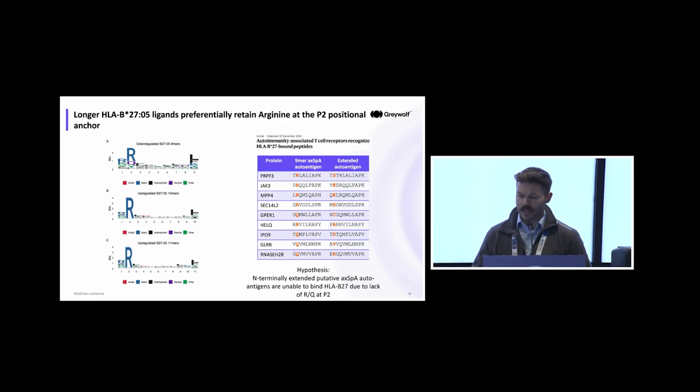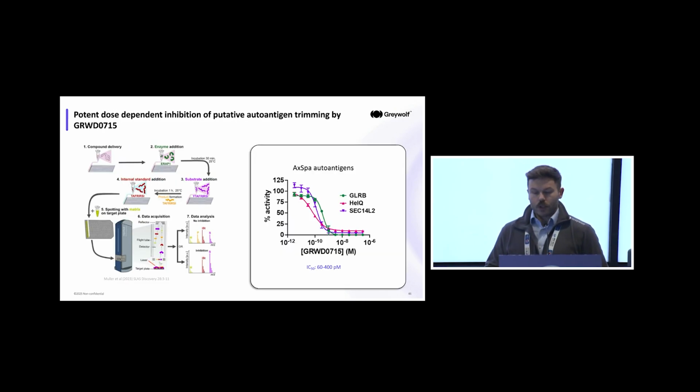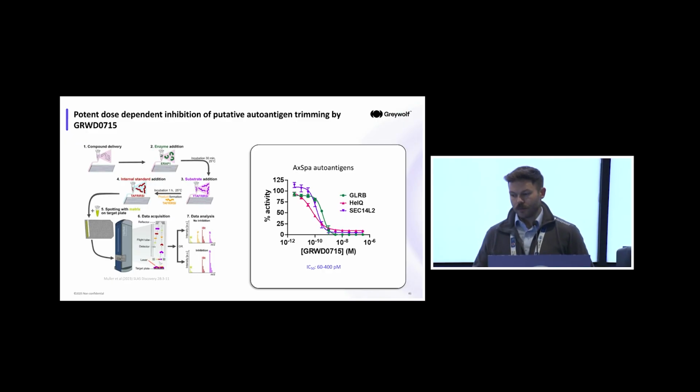So our hypothesis here really was that N-terminal extension of these autoantigens would just ablate their binding to HLA-B 2705. And this is the sort of hypothesis that we generated that we then went on to further test experimentally. So we show in a Mauditov system that you can get very, very potent inhibition of mature autoantigen production for a number of these autoantigens. So we didn't test all of them, but these are 3 that we tested, and you would get picomolar affinity against these antigens with our inhibitor.